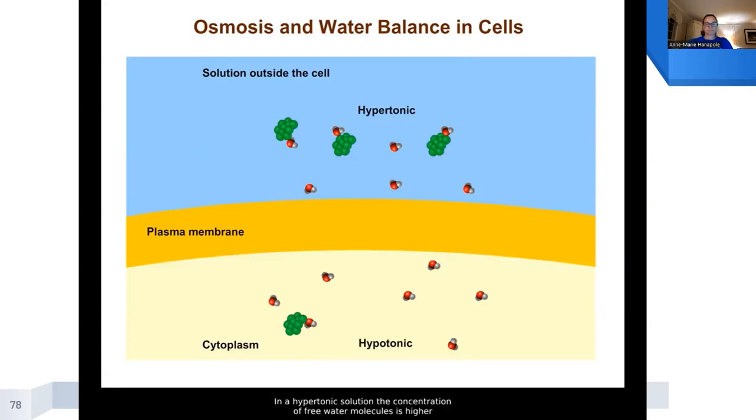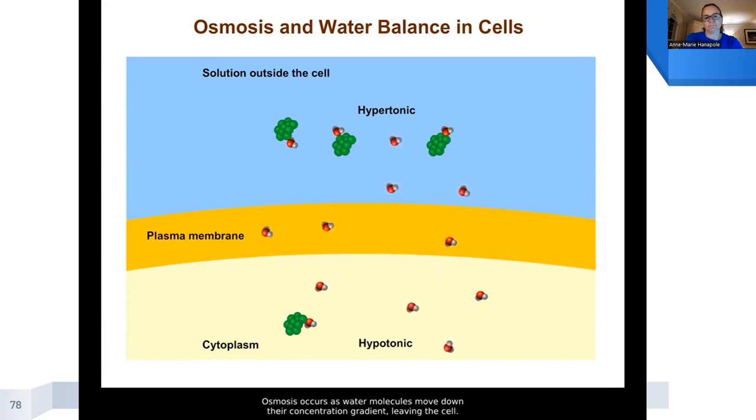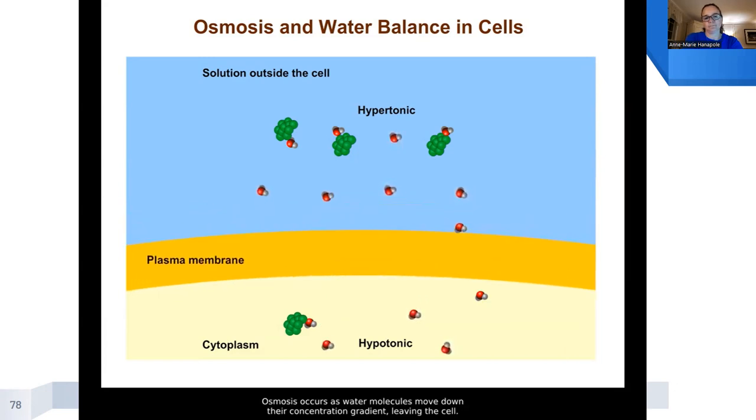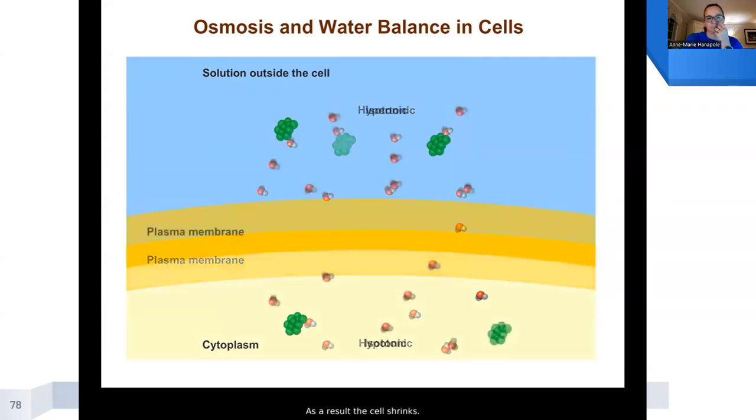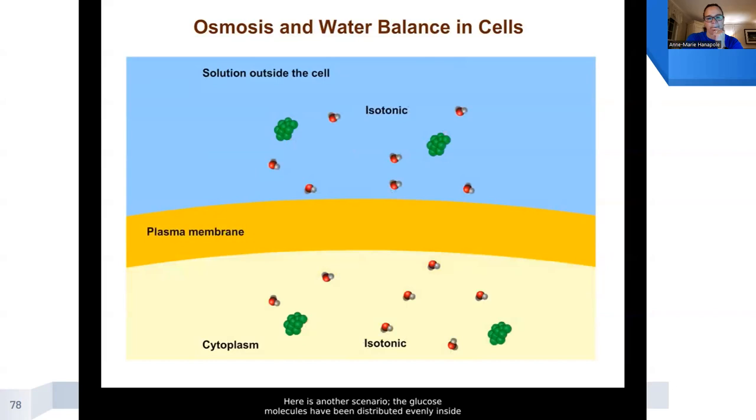Hypertonic solution, the concentration of free water molecules is higher on the inside of the cell than the outside. Osmosis occurs as water molecules move down their concentration gradient, leaving the cell. As a result, here's another scenario.